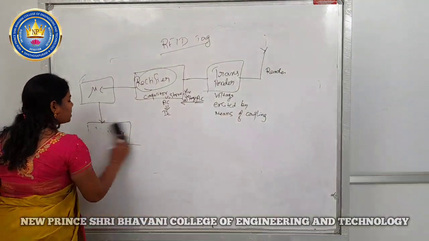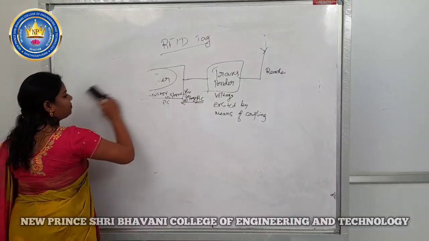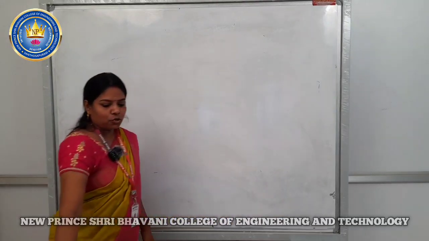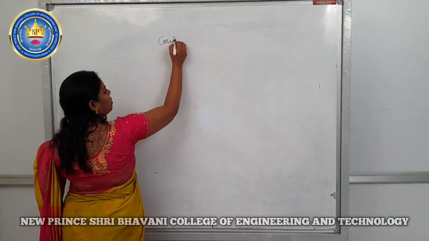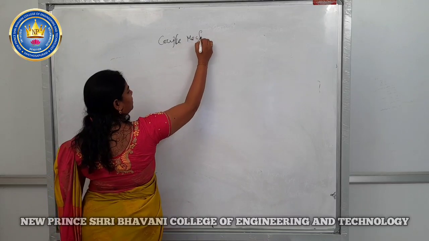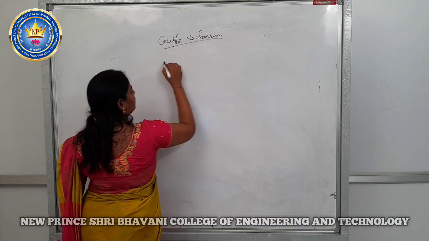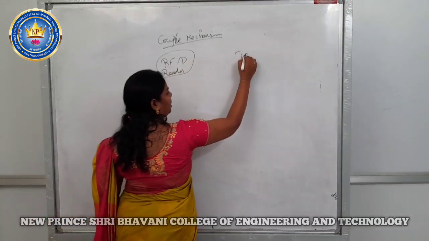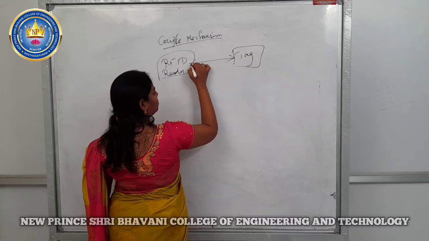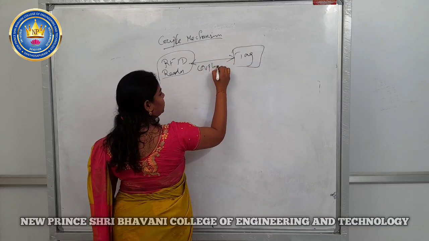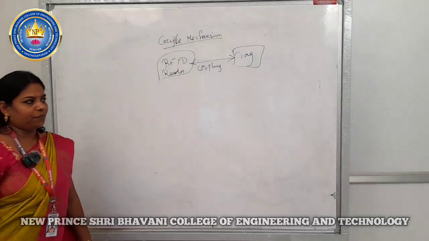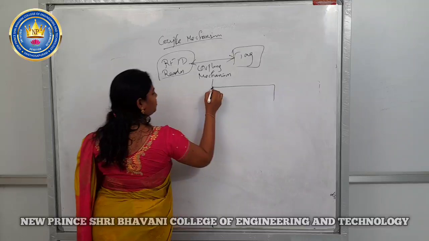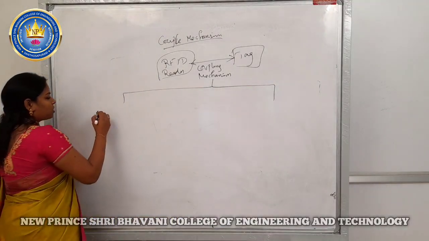Next we go for the coupling mechanism between the RFID reader and RFID tag. So we have two coupling mechanisms. How the RFID reader and tag will be coupled, how the coupling mechanism will be executed, or the working principle of RFID. Here the coupling mechanism is classified into two types based upon the distance between the RFID reader and tag.